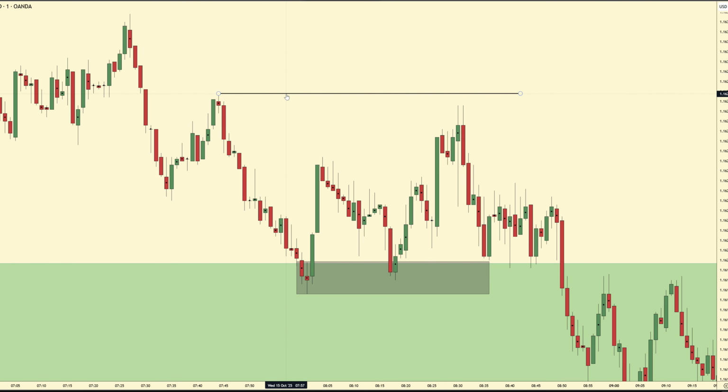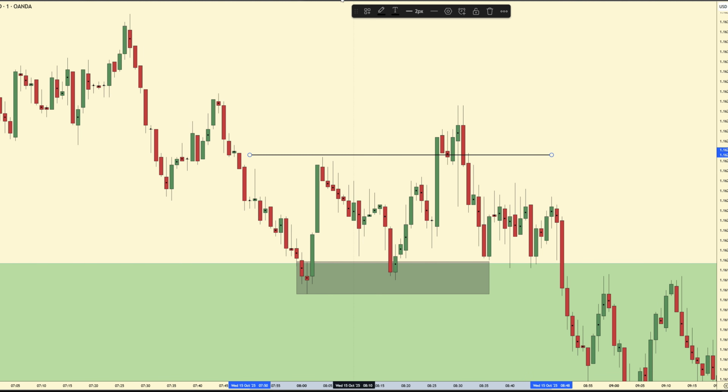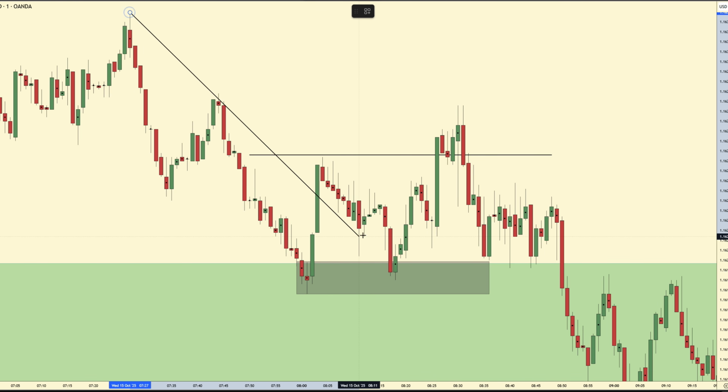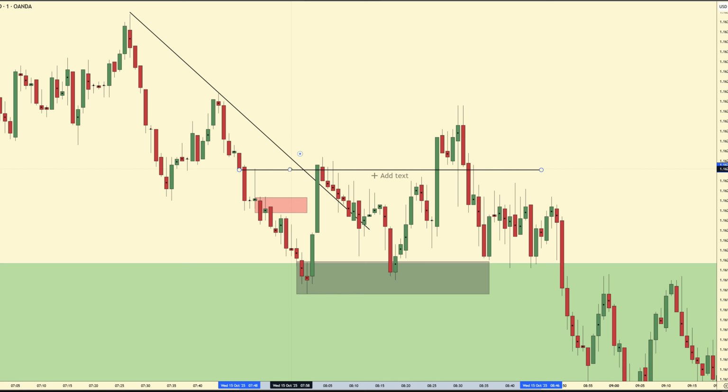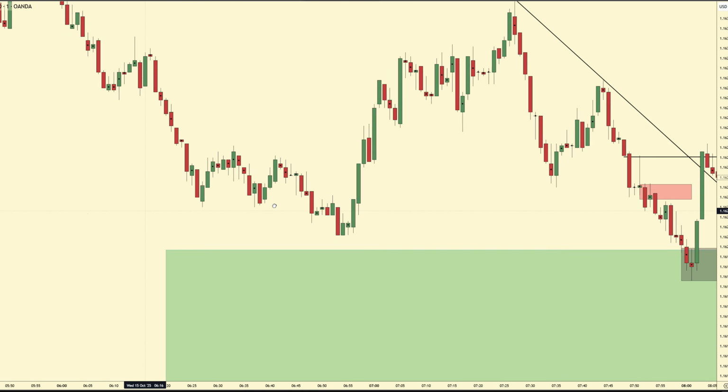Now, let's say the structure high was down here, and then we had our downward trend line removed, and then our opposing supply here, let's say it was removed there. That's like a triple whammy. That's like three big things. That's going to give me a lot of confidence in the trading setup.